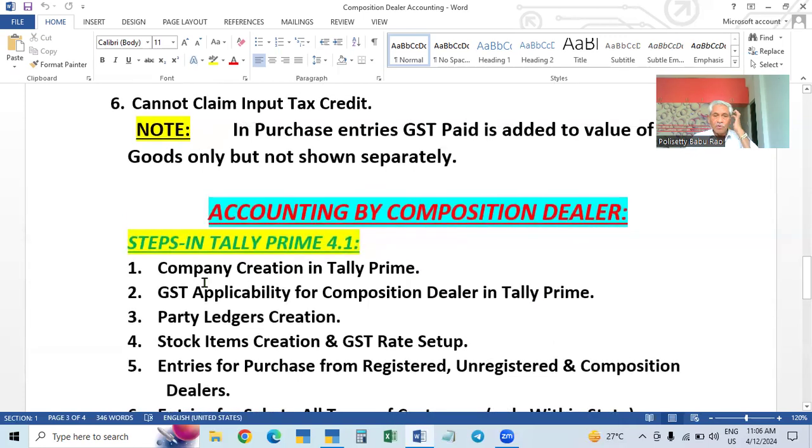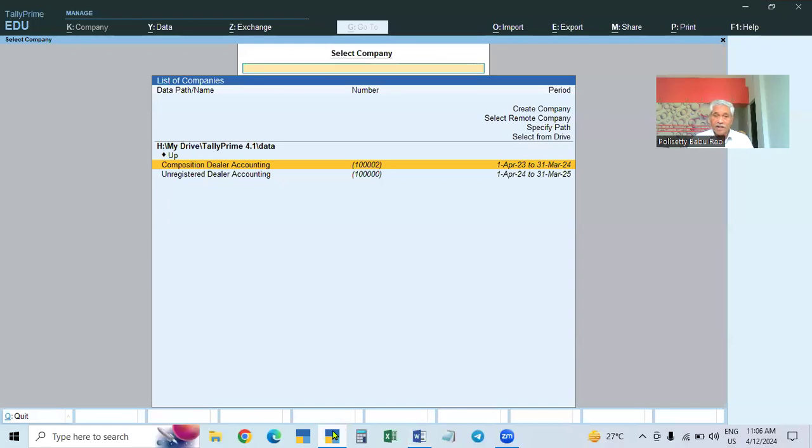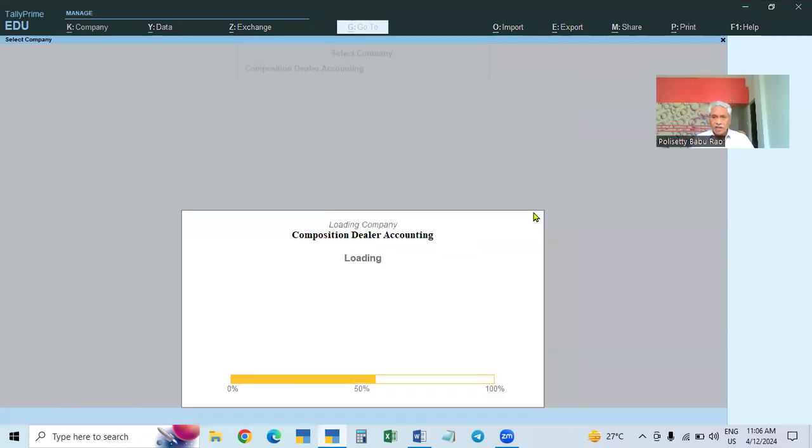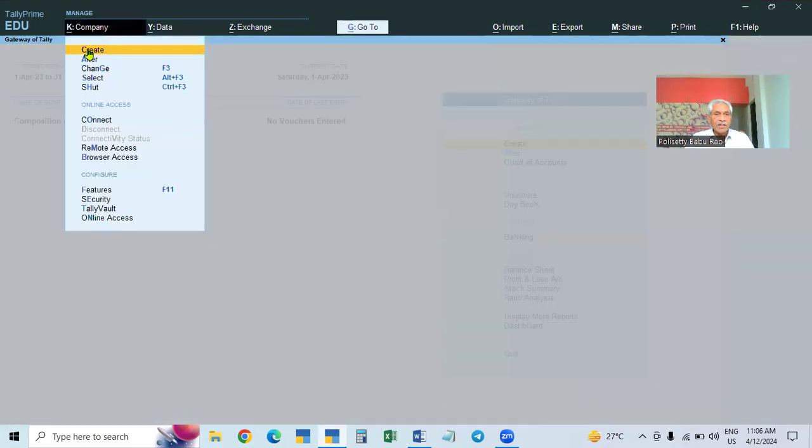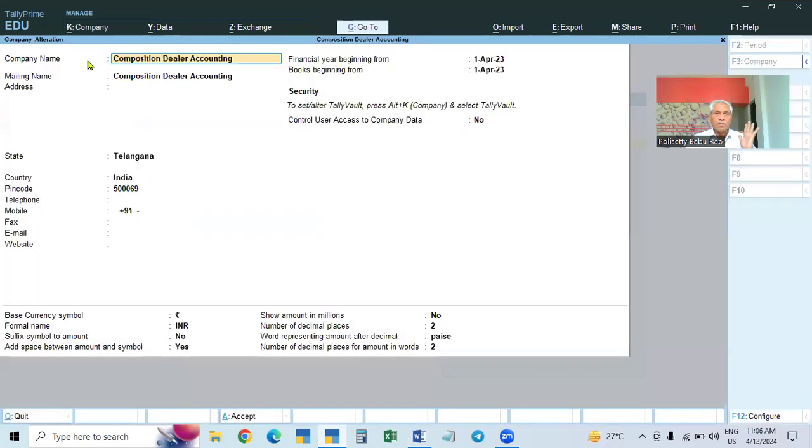First of all, we have to create the company in Tally Prime. We are working on Tally 4.1. I already created one, Composition Dealer Accounting, so I'll go to this. The system of creating a company is the same, no difference at all. Here you click Create and you can create. I already created it; you see that, click Alter. So the company is created, composition dealer accounting, and everything is the same. There is no difference at all.